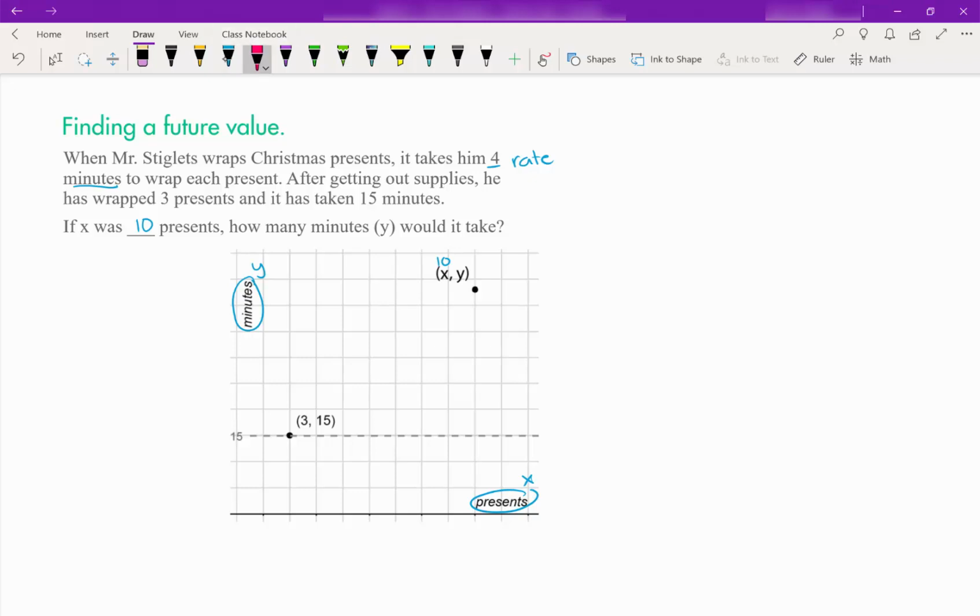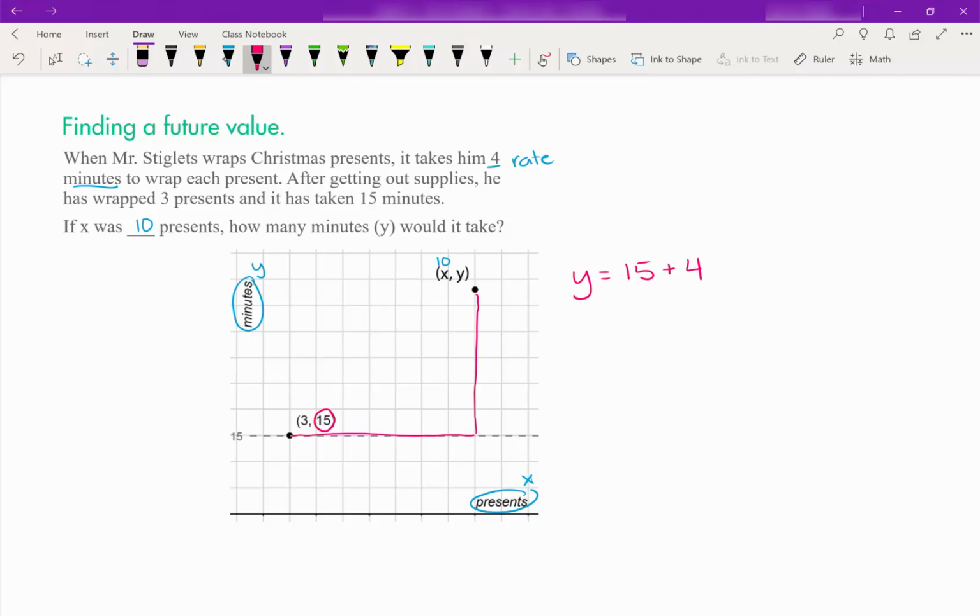So we've done this enough now. We can basically figure out y. If we know that we have 15 minutes so far, we know that we're going to be adding on to that 15 minutes. So as more time happens, we're going to have more minutes being added on to our 15. So that's what that little dash line is, showing you that basically we're at a height of 15 minutes. And we're going to be adding, and we were told that the rate of change was 4. So 4 minutes times each additional present.